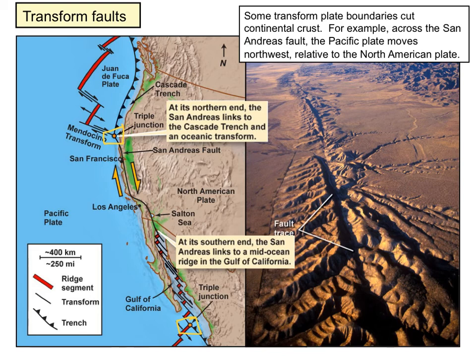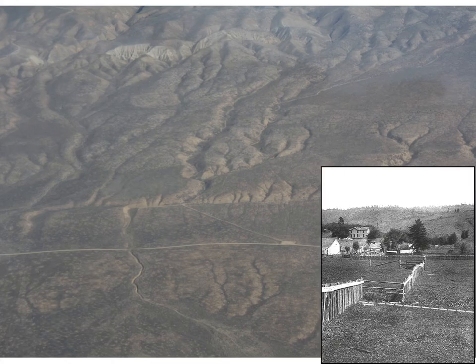And it is across the San Andreas Fault that the Pacific and North American plates are sliding past one another. So you can see the arrows here showing this. So the Pacific plate is moving north and west, whereas the North American plate is moving south and east. And so as they slide past one another, a transform develops.